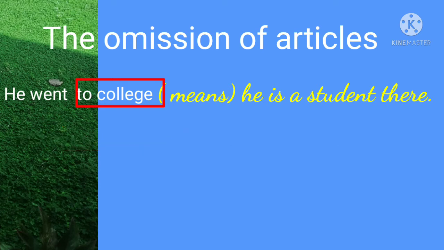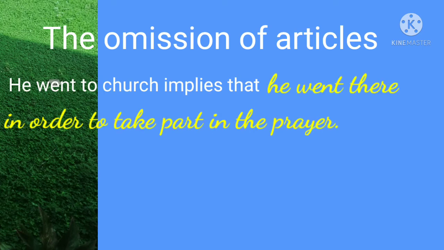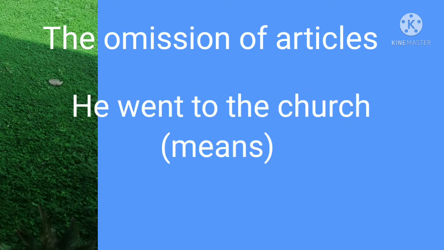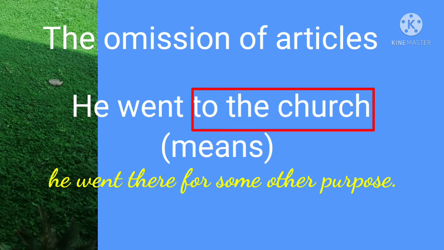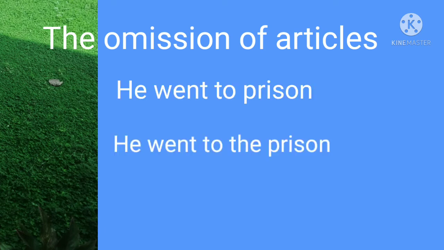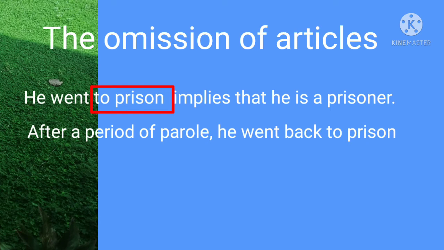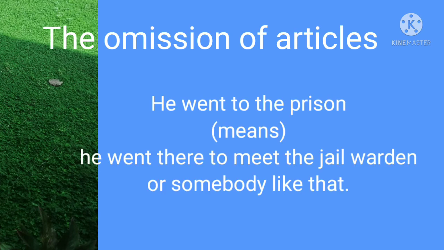Again, he went to church. He went to the church. He went to church implies that he went there in order to take part in the prayer. He went to the church means he went there for some other purpose, to meet somebody or something like that. So also prison. He went to prison. He went to the prison. He went to prison implies that he is a prisoner. After a period of parole, he went back to prison. He went to the prison means he went there to meet the jail warden or somebody like that.